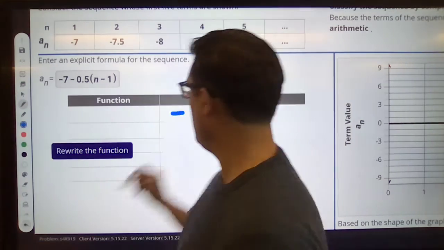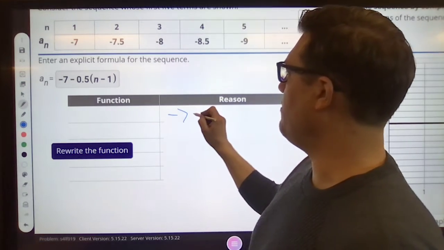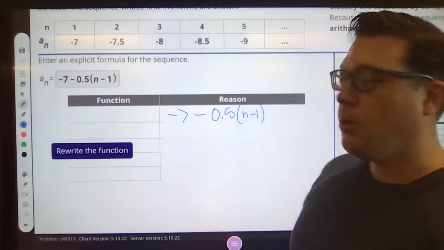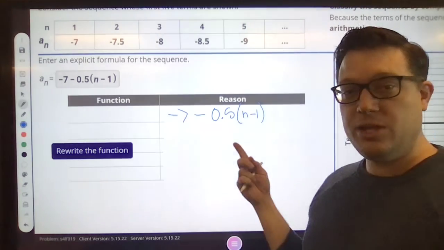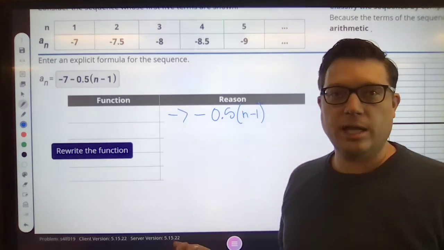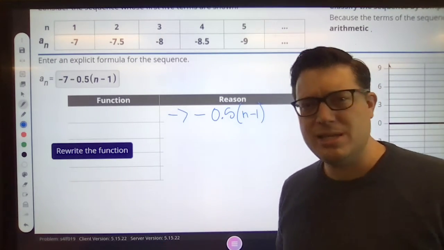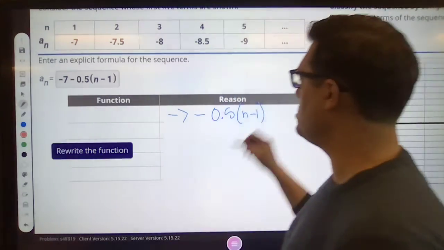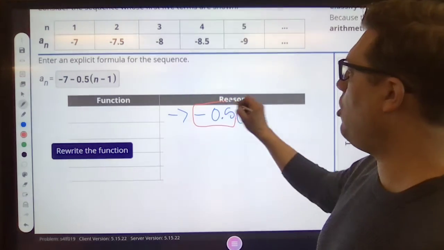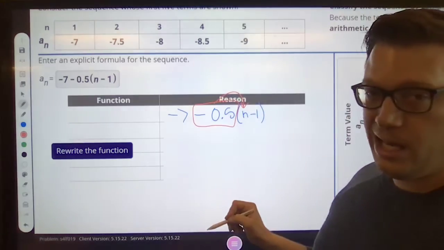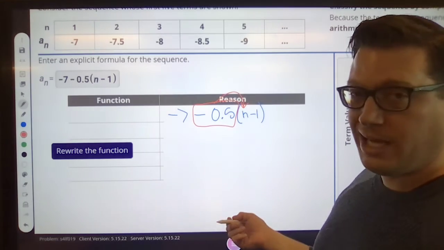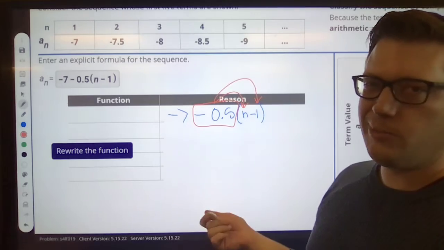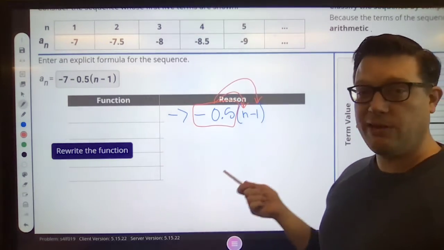Okay. Let's start with negative 7 minus 0.5 times n minus 1. What you might recognize or realize in this problem is that it looks an awful lot like something we could distribute. There's parentheses. Let's distribute in there. So the distribution process here is going to be this whole thing will be multiplied to the n: negative 0.5 times n, and negative 0.5 times negative 1.